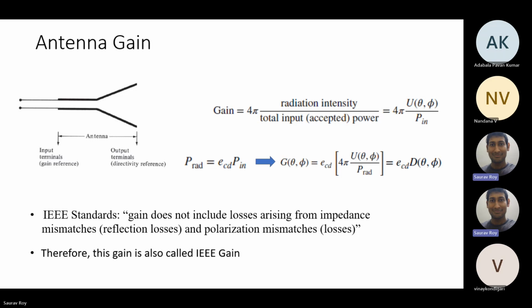But it can also be taken care of, and then the gain will be further reduced, because all these things happen not exactly in the antenna, but before the antenna. The reflection mismatch loss happens at the junction of the antenna and the transmission line, right? That is not taken care of, and also the polarization mismatch loss that we will discuss later is not included. So that's why it's called IEEE gain, and IEEE gain is defined by this equation: G theta phi equals ECD into D theta phi. Is this understood, Binan? Yes, sir.